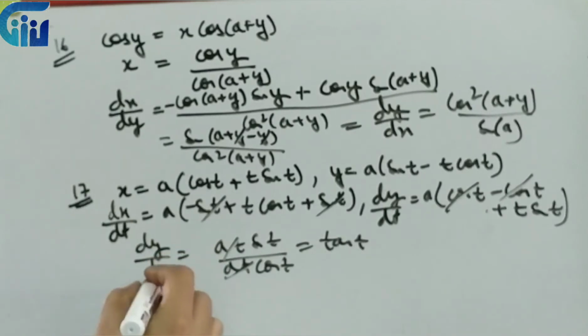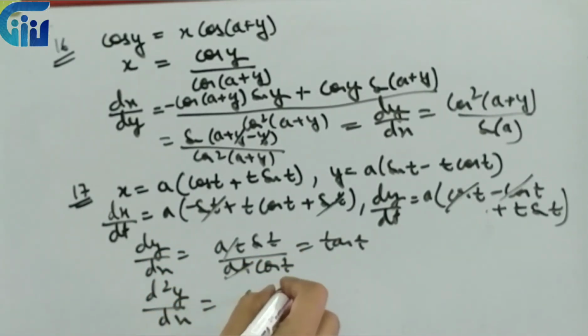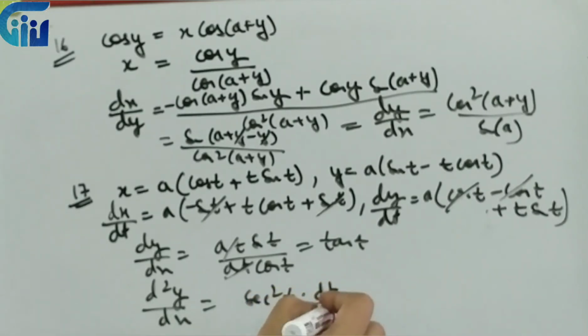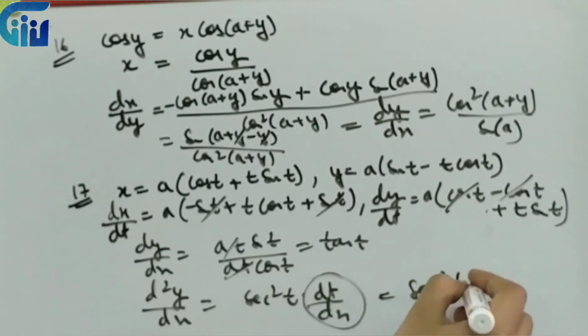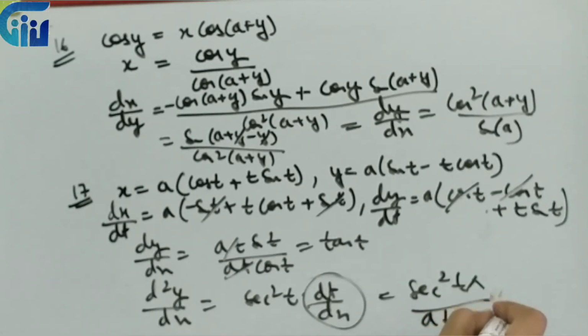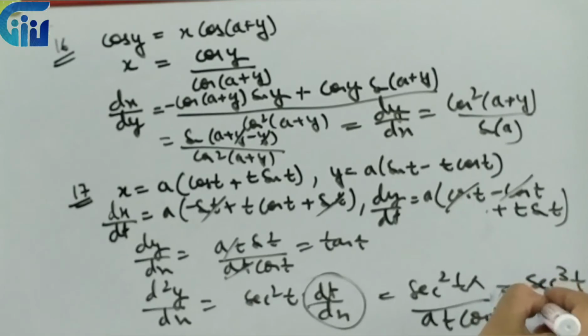Now when we have to find d square y by dx square, the derivative will be sec square t and the derivative of t will be dt by dx. This is the main important thing. We have to substitute the value of dt by dx, which is 1 upon a t cos t in the denominator. So I can write my answer as sec cube t upon a t.